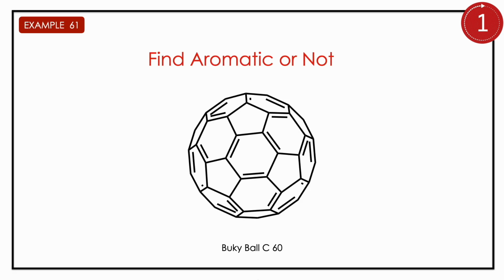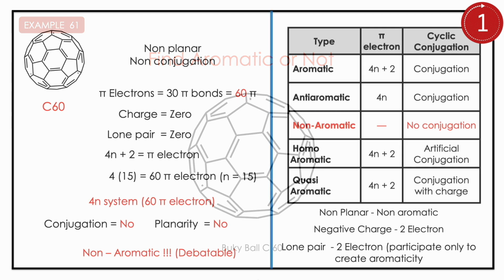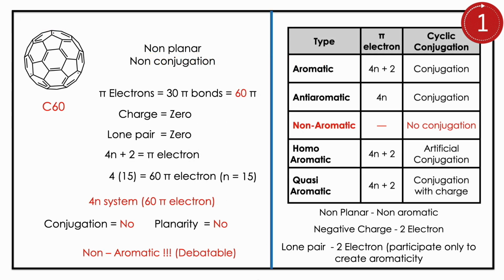Then the next example. You have buckyball, meaning Buckminsterfullerene, with 60 carbons. You should find whether the given compound is aromatic or not. The given compound is very beautiful, like a football. It's a 60 carbon system, but it's completely non-planar because of the bend and forced spherical structure. So non-planar, definitely non-conjugated. So it has 30 pi bonds, 60 pi electrons. Charge is 0, lone pair is 0.